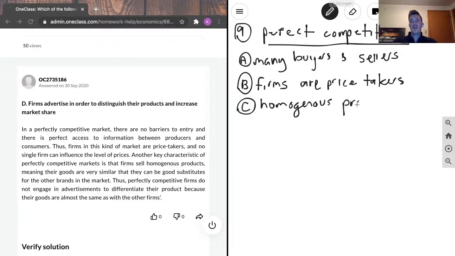An example I keep using is mushrooms. Go to the grocery store for mushrooms, and for the same amount, one brand is selling them for $2, one brand is selling them for $4. You're just going to buy the $2 brand because at the end of the day, they are just mushrooms. Third is that there is free entry and exit. This is synonymous with no barriers to entry. So firms can come and go into this market as they please.